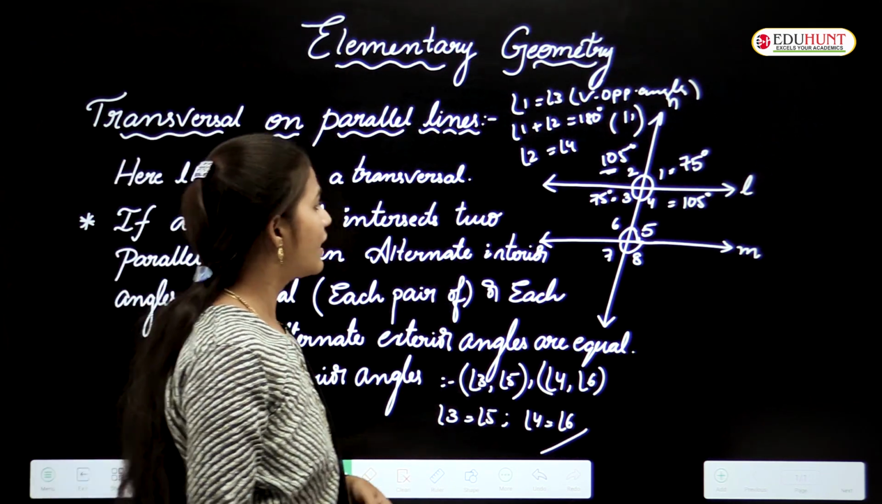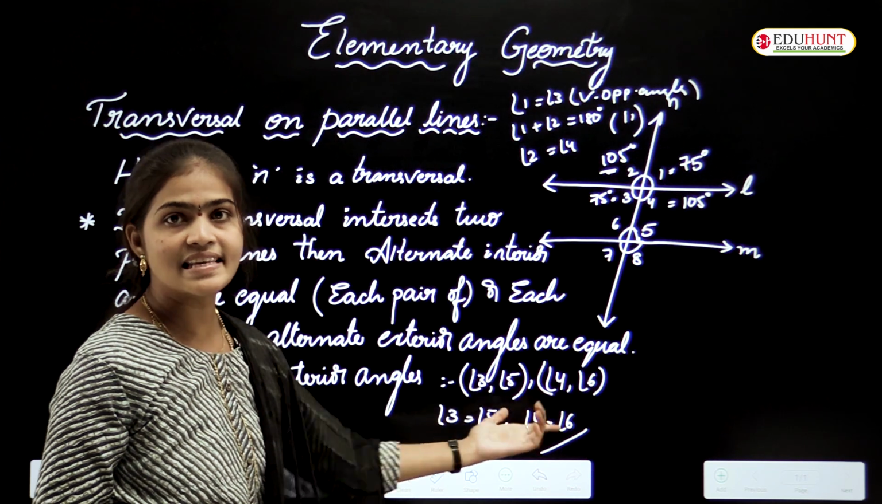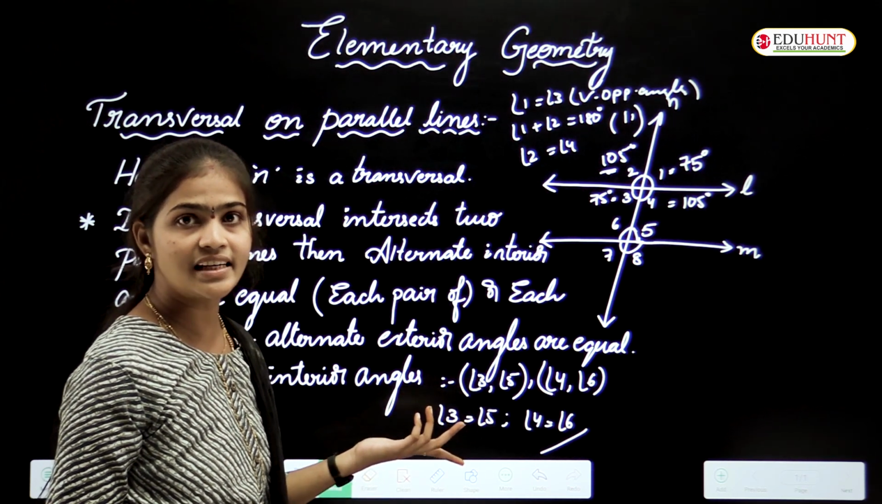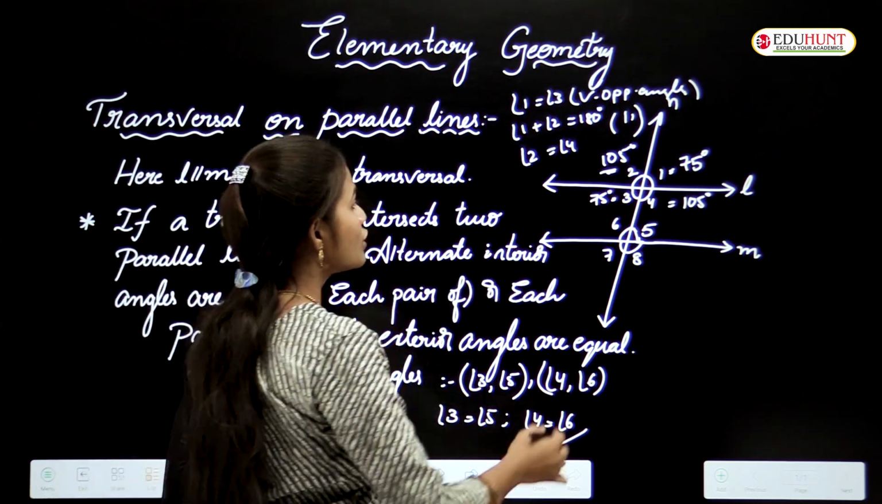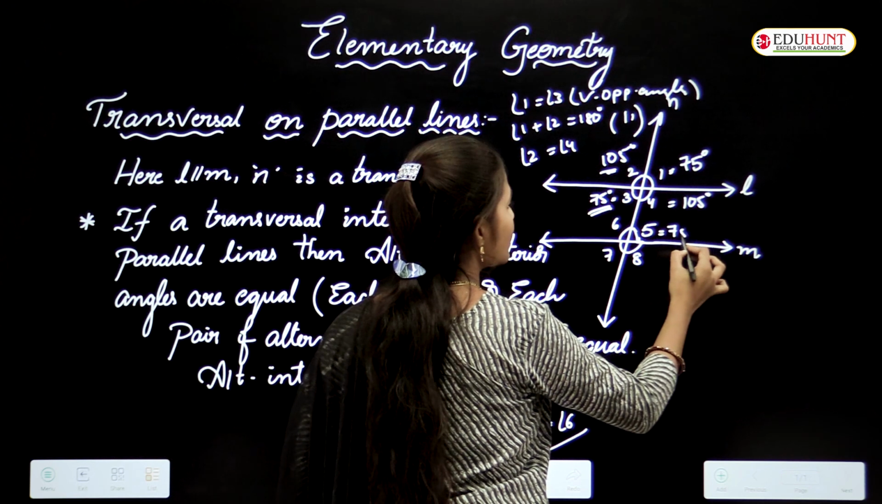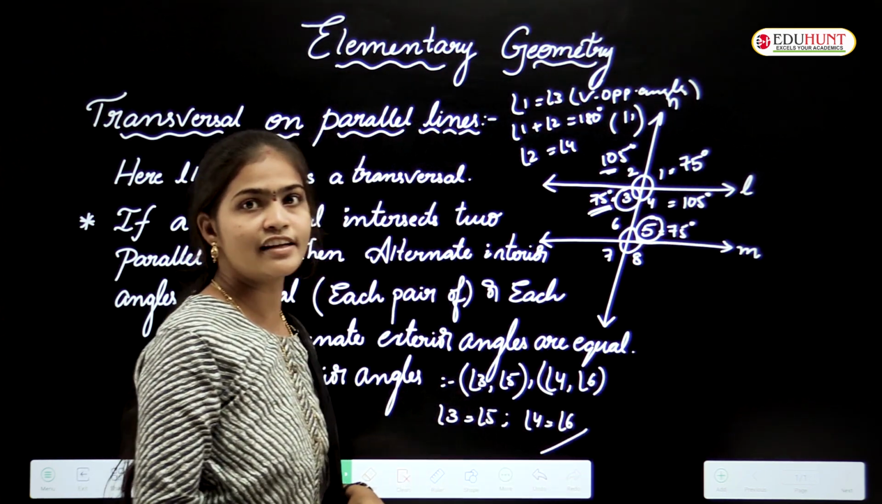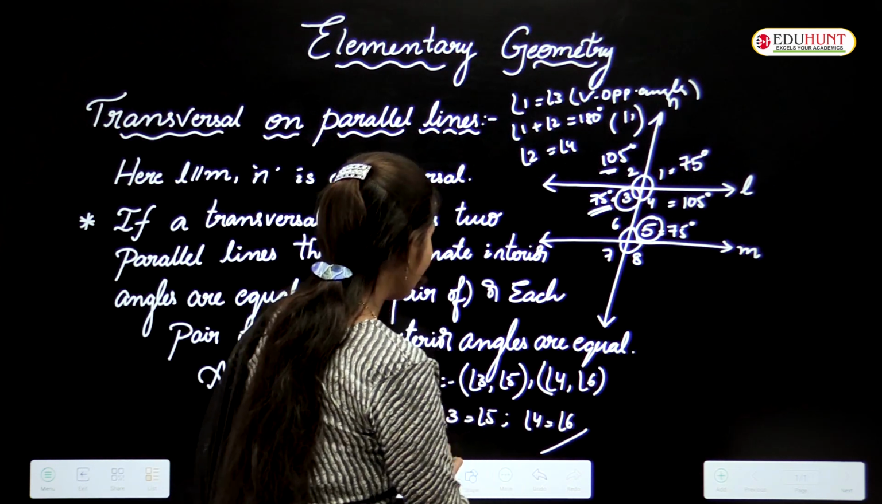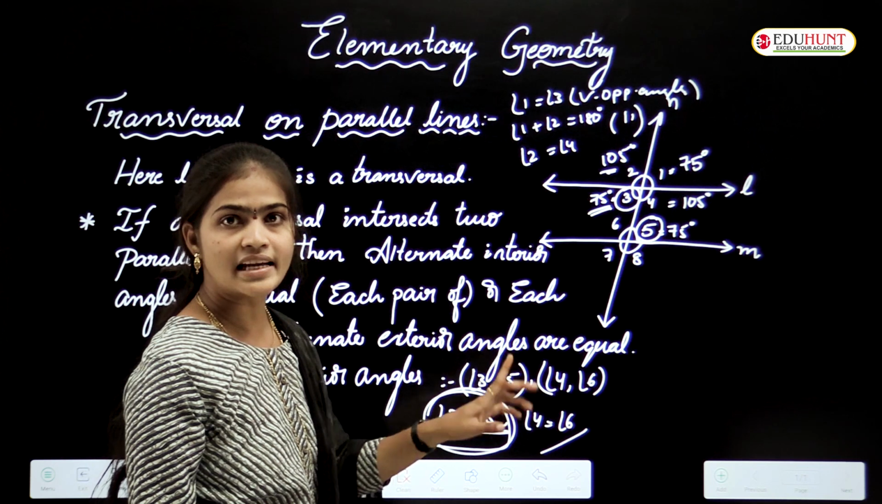Clear? Now according to this, alternate interior angles are equal. So which angles are alternate interior? Here one of the pairs is 3 and 5. This is 75 degrees, so angle 5 is also equal to 75 degrees. Why? Because angle 3 and angle 5 are alternate interior angles. That's why those two angles are equal.